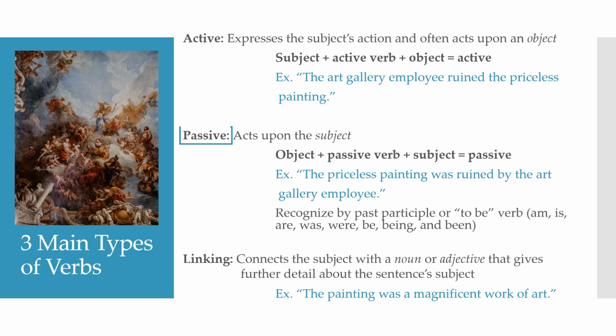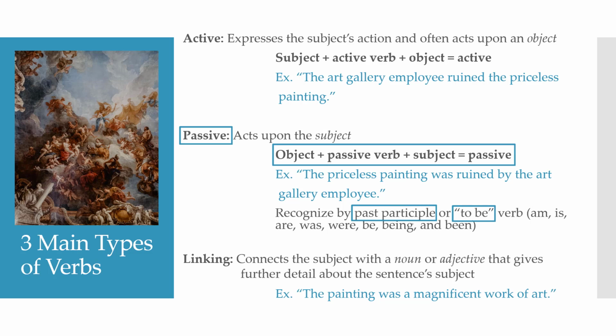In contrast, a passive verb acts upon the subject. In a passive sentence, you would place the object first, then the passive verb, and finally the subject. For instance, the priceless painting was ruined by the art gallery employee would be passive voice. You can recognize passive voice because it consists of a past participle or verb paired with a to be verb. These include am, is, are, was, were, be, being, and been.